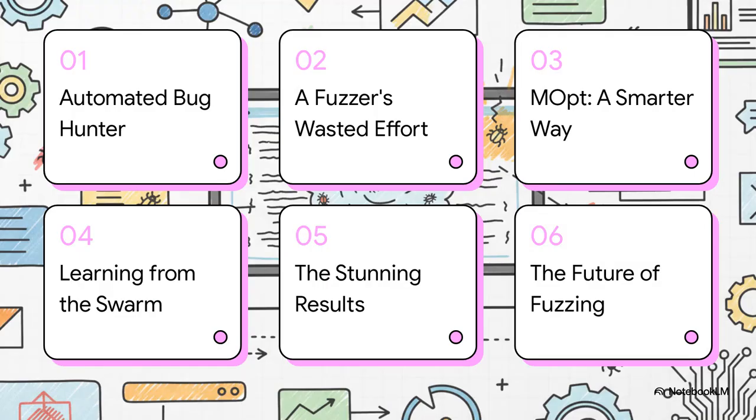All right, so here's our game plan. First, we'll get into how we automatically hunt for bugs, and you'll see why the way we've been doing it is, well, kind of wasteful. Then, we'll meet the hero of our story, a smarter system called MOpt. We'll see how it literally learns from nature, and then, my favorite part, we'll look at its absolutely stunning results. And finally, we'll wrap up by talking about what this all means for the future of software.